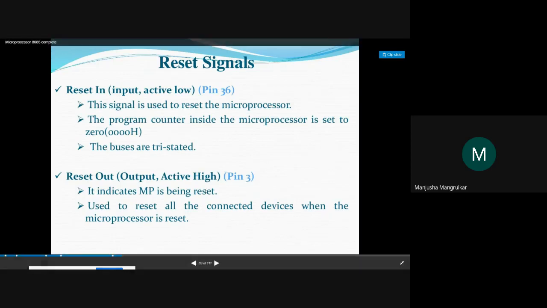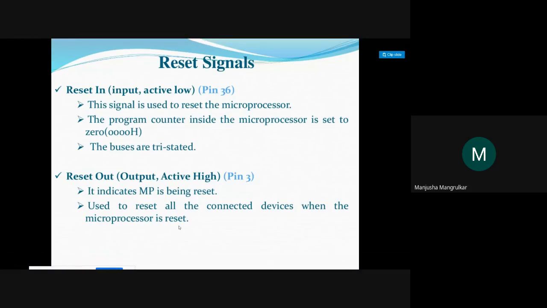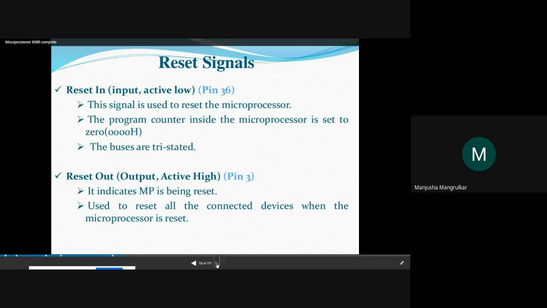The reset out signal indicates that the microprocessor is being reset, and is used to reset all connected devices when the microprocessor is reset. Suppose you reset your computer, so automatically your keyboard is also reset, your monitor is also reset. What happens is your microprocessor generates the reset out signal to the keyboard and to the monitor. So simultaneously your monitor is reset and your keyboard is also reset, right? So that signal, the reset out signal, is used.